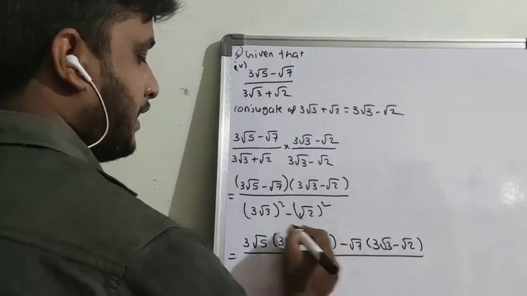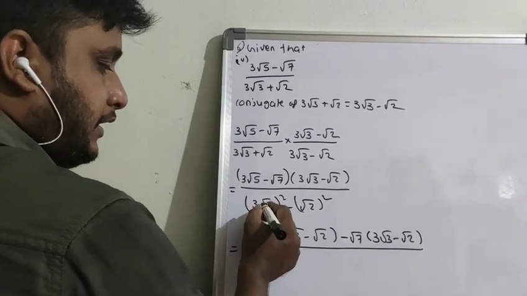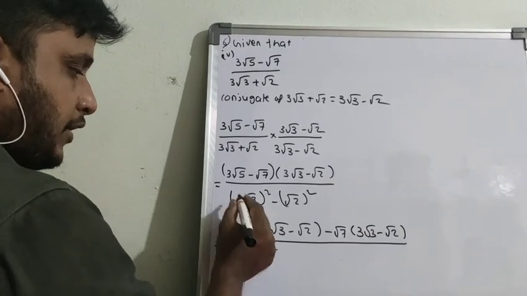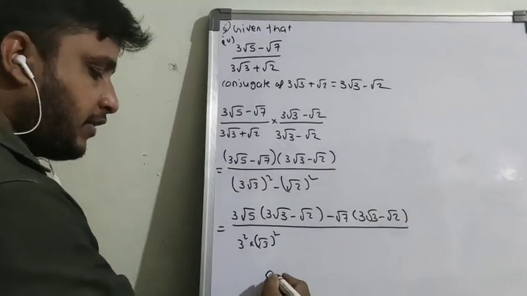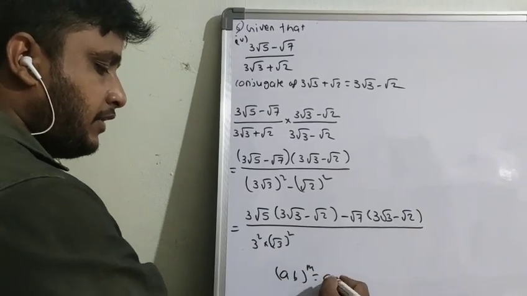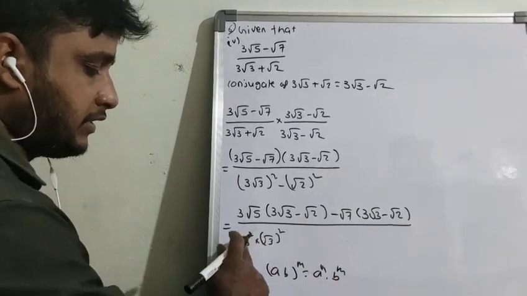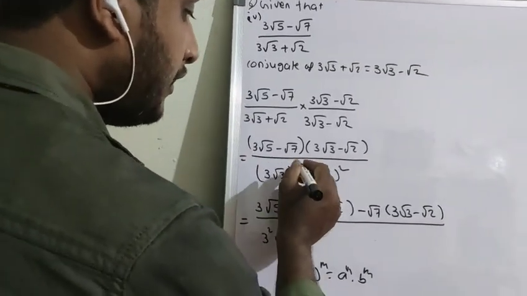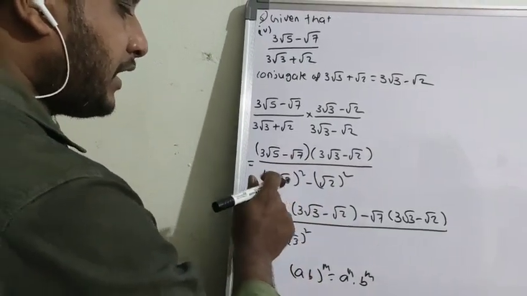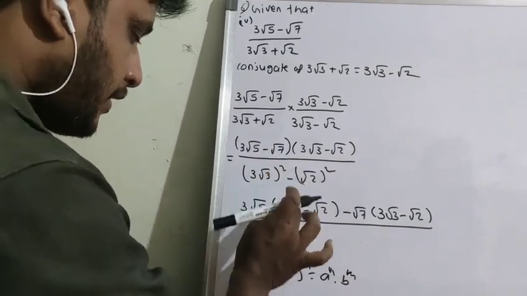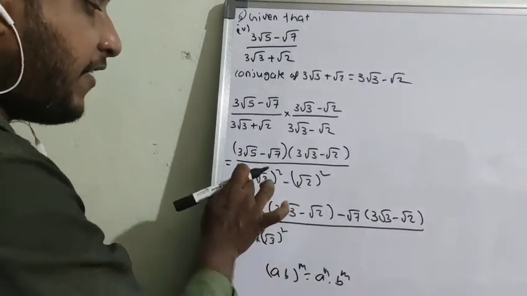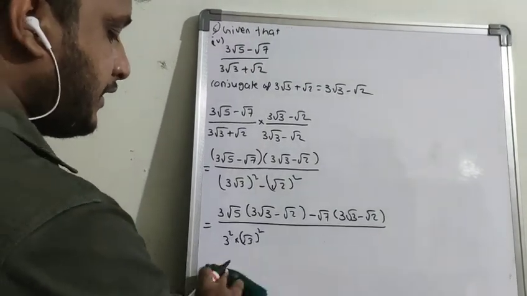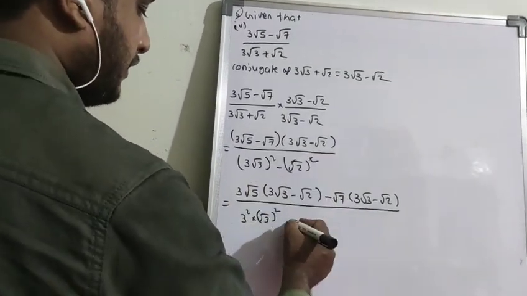From this, 3 root 3 whole square means you have to write it as 3 square into root 3 whole square. The square we have to write for both, because we know the formula ab whole to the power of m equals a power m into b power m. Similarly, in 3 root 3 whole square, the square belongs to the 3 as well as the root. But some children think the square and root get cancelled and they won't write it for the 3. Whenever a bracket is there, you have to apply the power to each and every factor inside the bracket, then only eliminate. So this point is very important. The square and root get cancelled, and it will become minus 2.